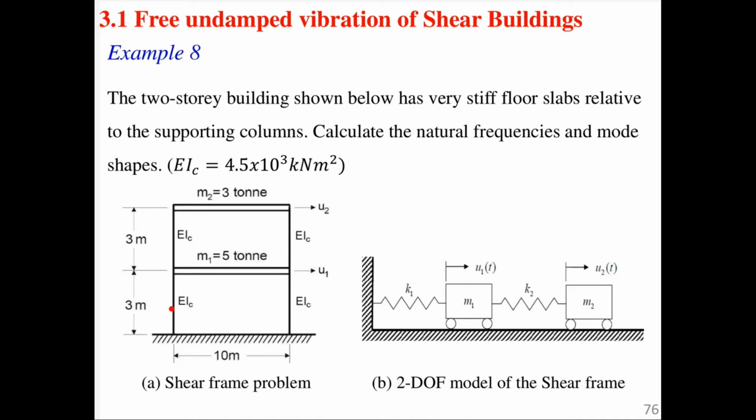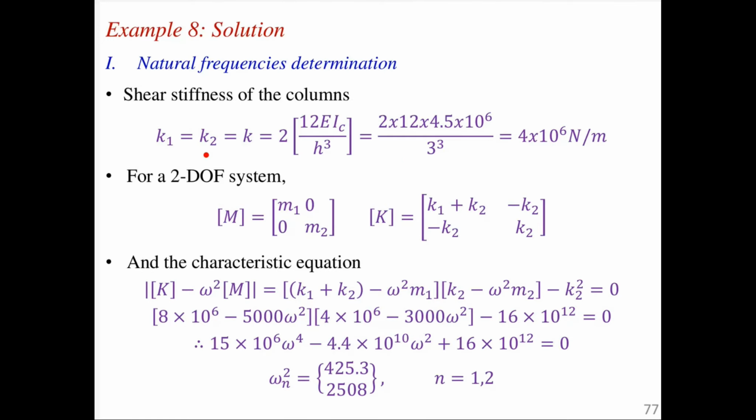Remember the K, this is a single B, we have to convert it to a single column. So you have to find what is the value of K at the first floor level and K at the second floor level. So these are K1, K2. So we are combining for the two columns, and then you consider the air density, 12 EI over L cubed. So we found K1, K2 is like that.